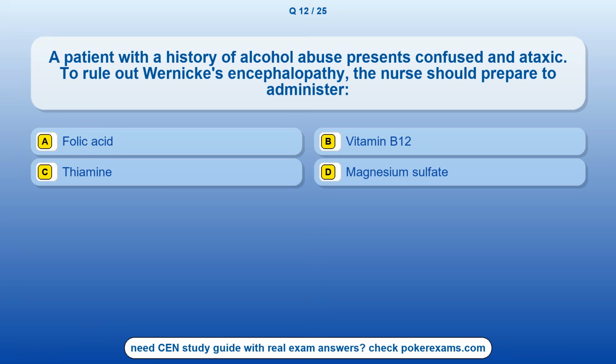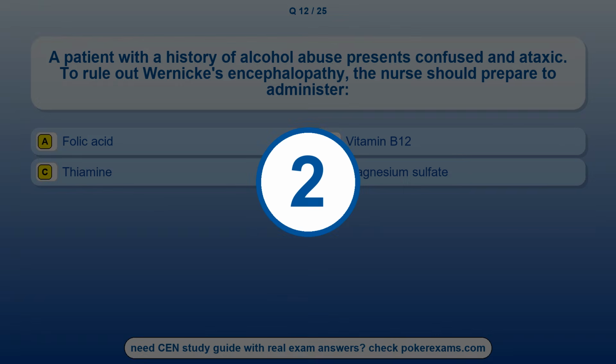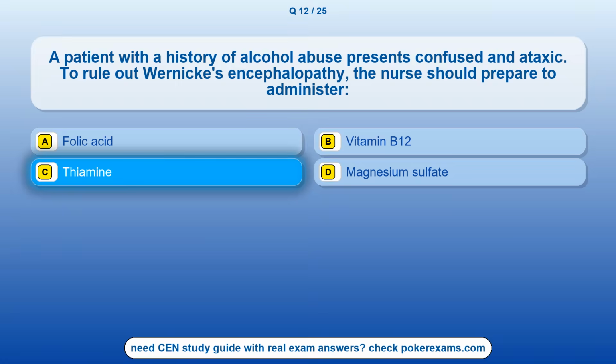Question 12. A patient with a history of alcohol abuse presents confused and ataxic. To rule out Wernicke's encephalopathy, the nurse should prepare to administer: Option A, folic acid. Option B, vitamin B12. Option C, thiamine. Option D, magnesium sulfate. The correct answer is option C, thiamine.